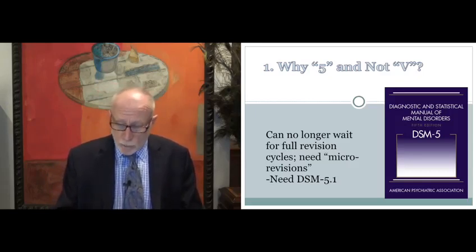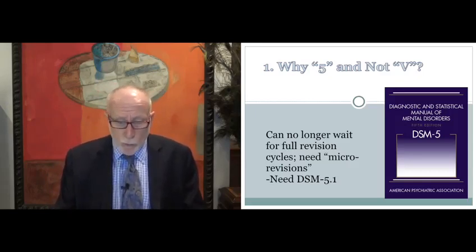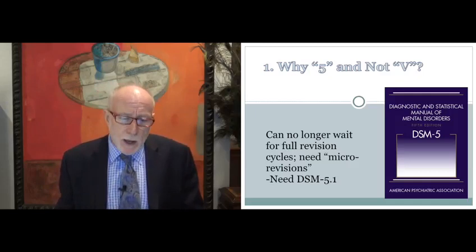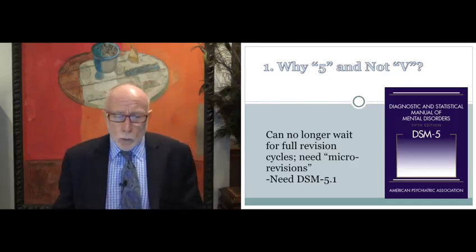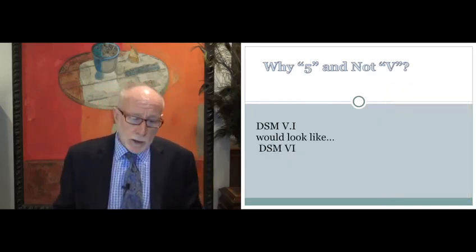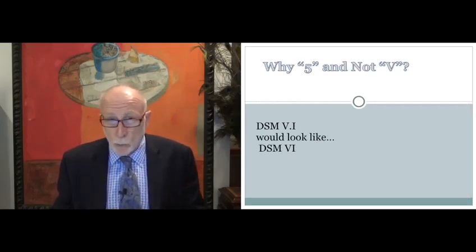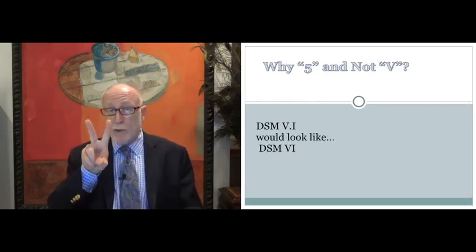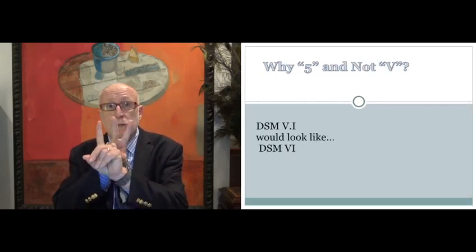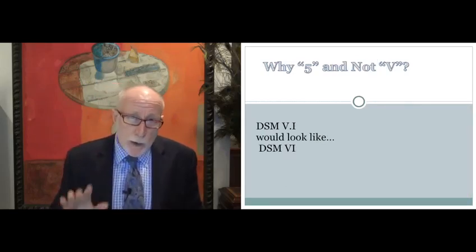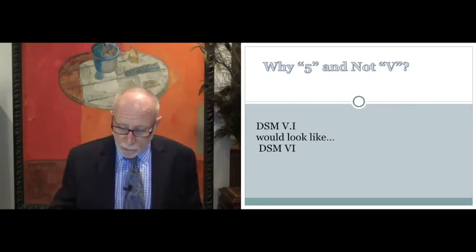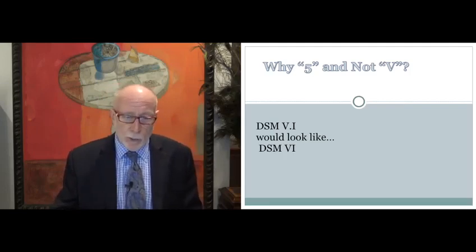It was important that they move over to Arabic numbers from Roman numerals because otherwise a DSM 5.1 would look like this, very much like a DSM-6. If it were in Roman numerals, a 5.1 is going to look like a 6. So you had to move over to Arabic numerals where you can read very clearly and cleanly a 5.1.